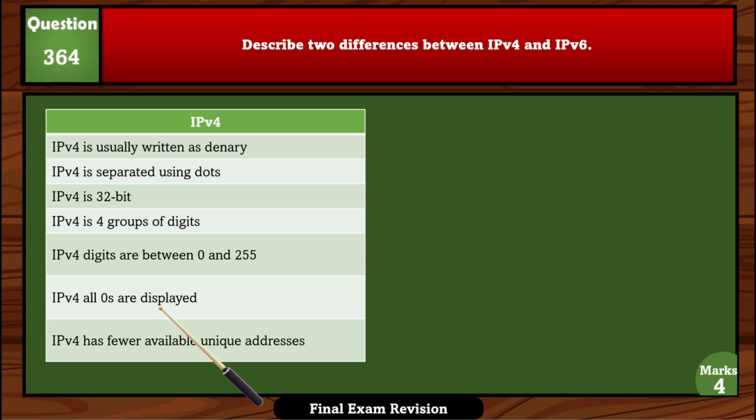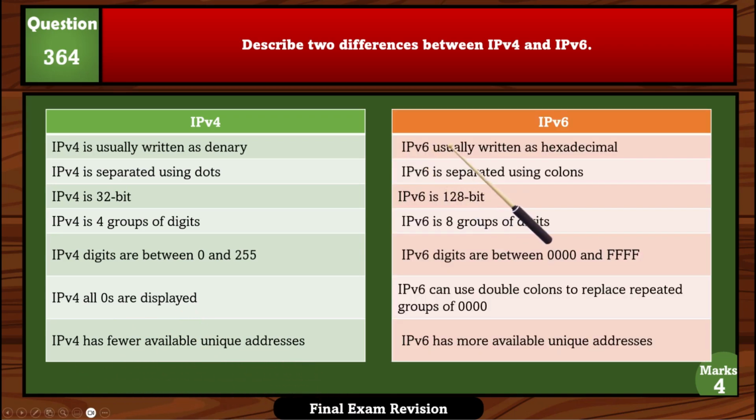IPv4, all zeros are displayed. IPv4 has fewer available unique addresses. IPv6 is usually written as hexadecimal. IPv6 is separated using colons.